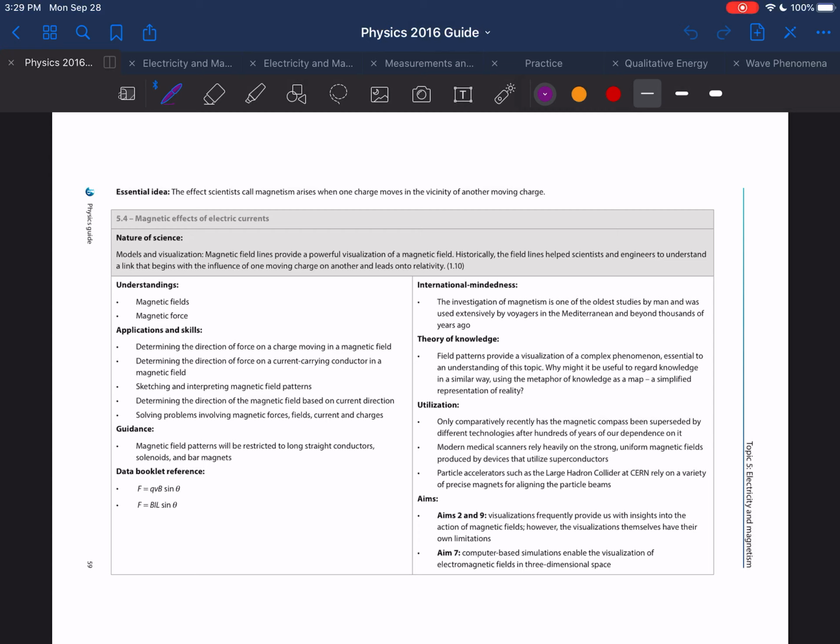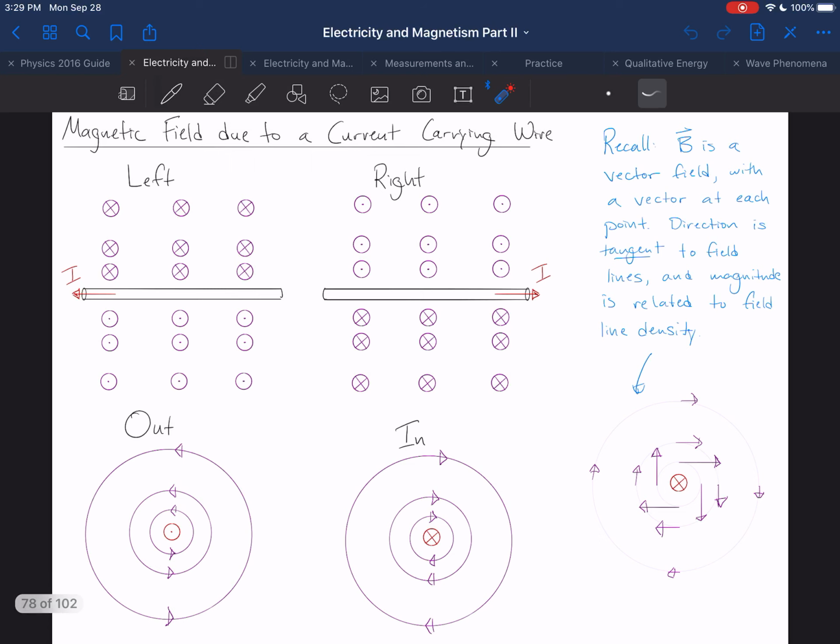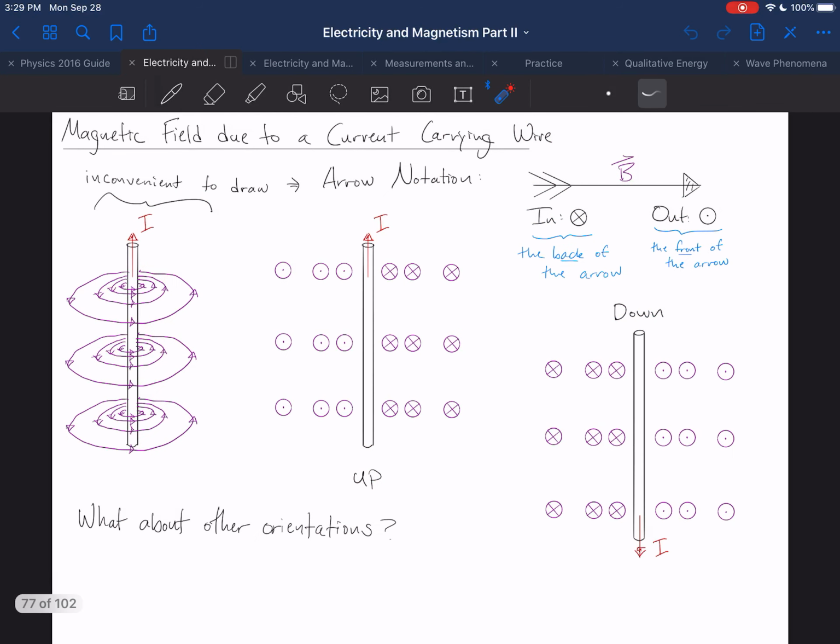Hello everyone! In this video we will continue to examine topic 5.4, the magnetic effect of electric currents, and in particular we will continue to consider magnetic fields due to different current arrangements. In the last video we discussed the essence of how to figure out what the field structure due to a long straight current carrying wire was.